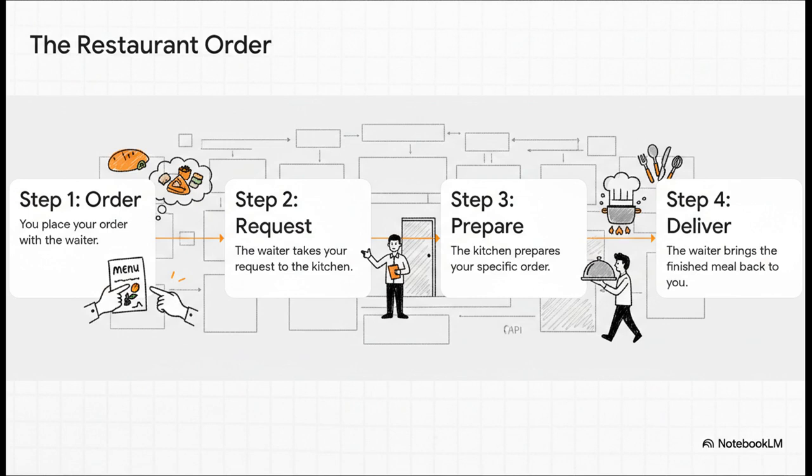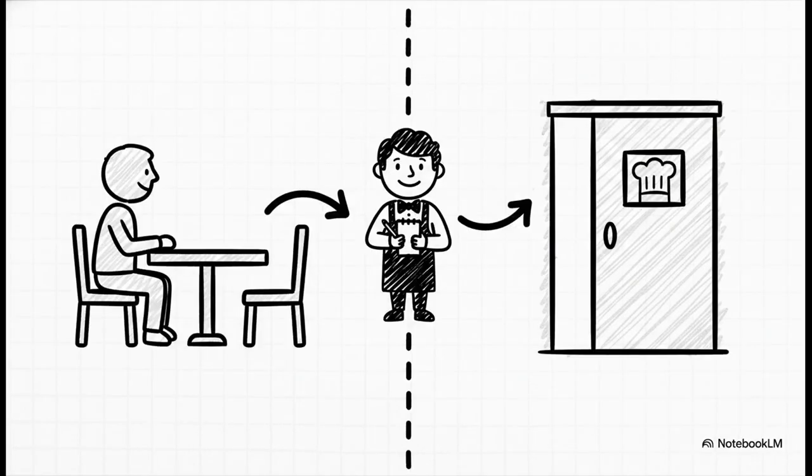You check out the menu, figure out what you want, and you tell the waiter. The waiter then zips off and takes your exact request to the kitchen. Then the kitchen works its magic, cooks up your meal, and what happens next? The waiter brings that finished dish right back to your table. Simple. But here's the really, really important part.